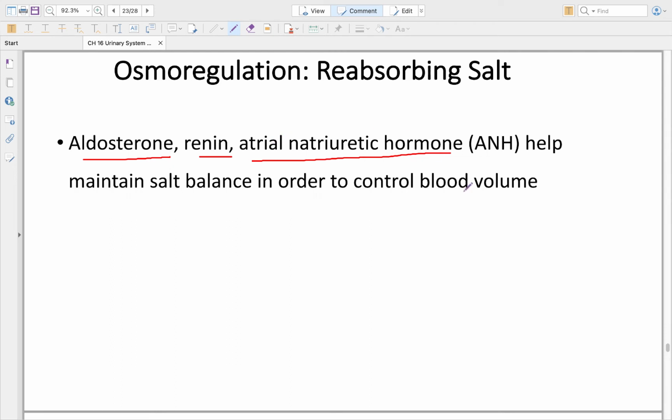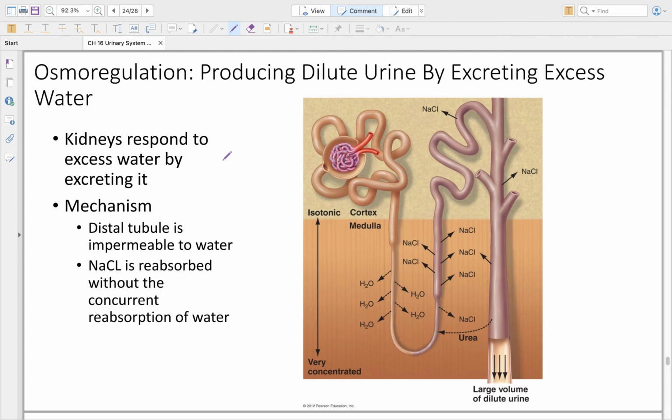Now these three, this one, and this one, their job is to maintain your blood volume and make sure that your blood pressure doesn't go too high or too low by balancing your salt. So osmoregulation leads to the production of dilute or concentrated urine, depending on exactly what the body needs.